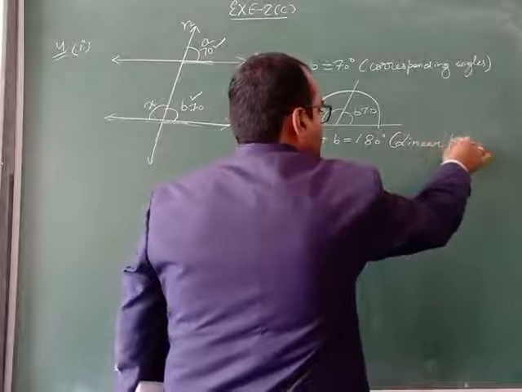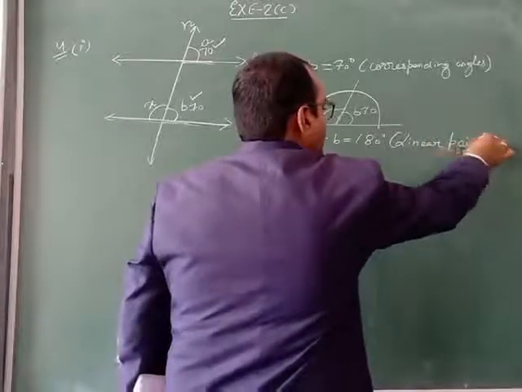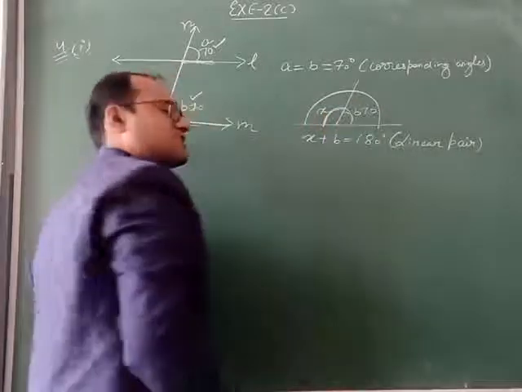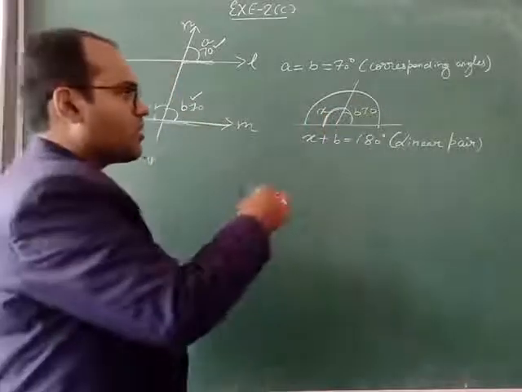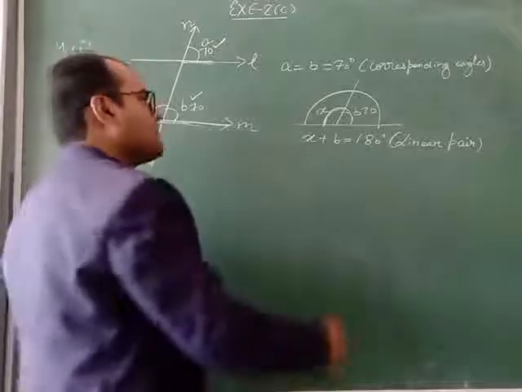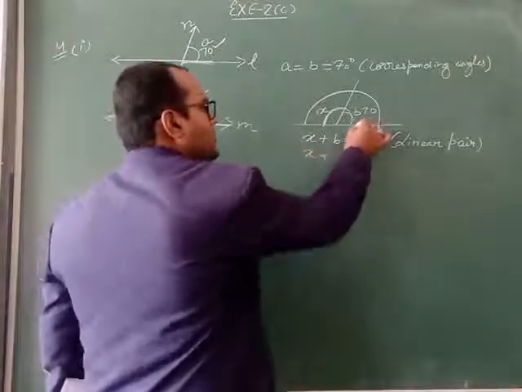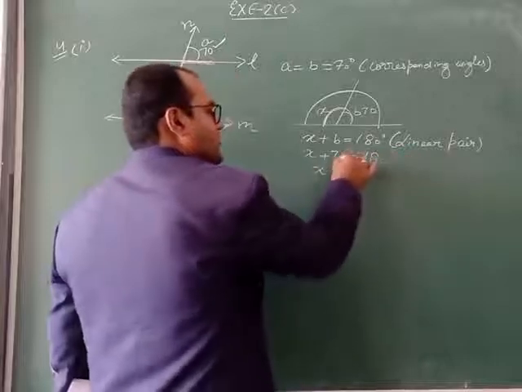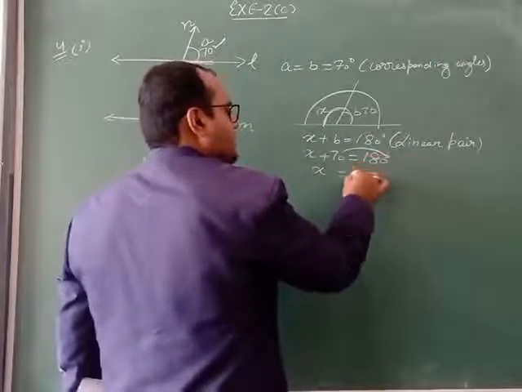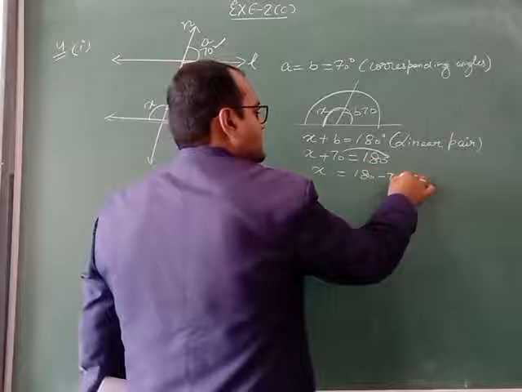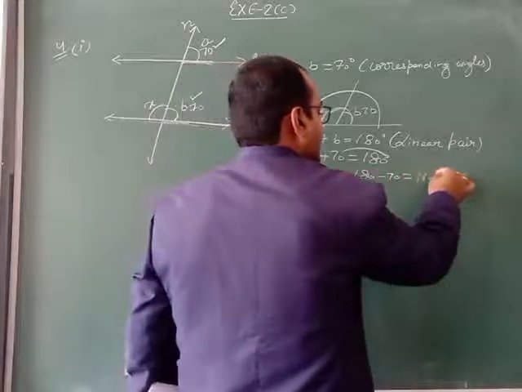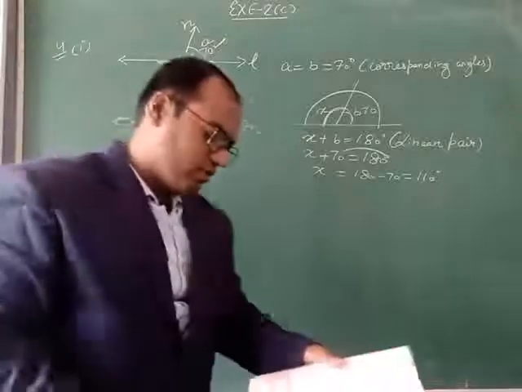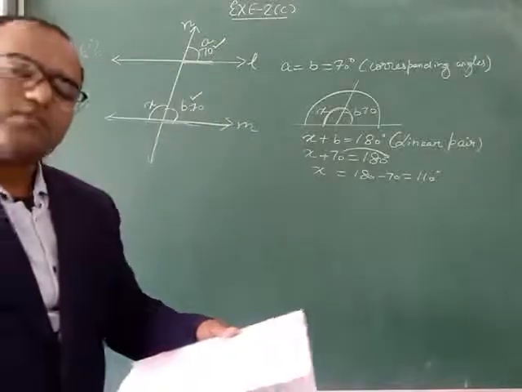Linear pair. This is the name of the property. Two angles are coming and both are on a straight line, so the sum of these two will be 180. X we have to find. B answer is 70, so X plus 70 is equal to 180. So 70 will go to the right side. So X is equal to 180 minus 70. Answer will be 110. So this is the final answer of the fourth question, part number first.